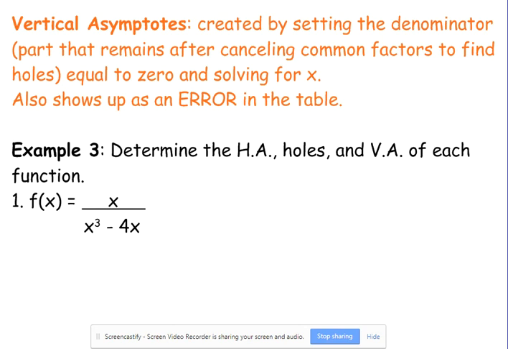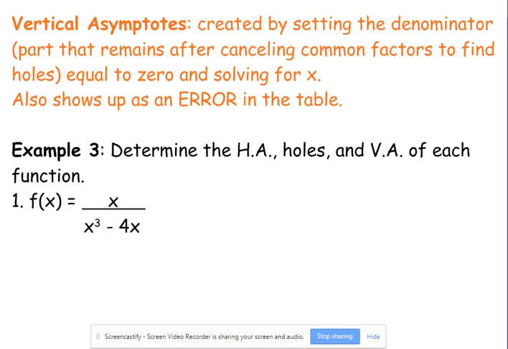So you take your denominator after you simplify. So that's why we've done this in this order. We start with horizontal asymptotes. That should be the first thing you look for. Then you factor and look for holes. Then after you simplify it, you look for vertical asymptotes. So you set the denominator after you've simplified equal to 0 and solve for x. These are also errors, so you got to know the difference between the two, because both holes and vertical asymptotes show up as errors.